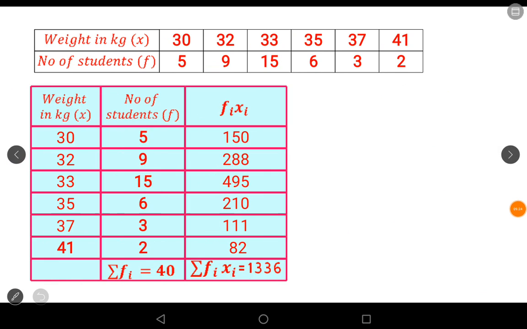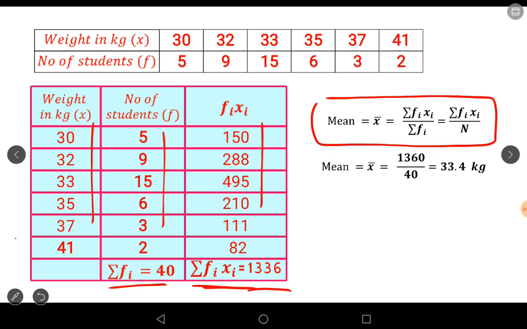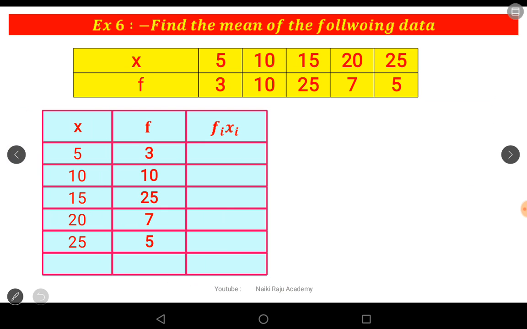Okay, observe the screen, write in the notebook. First column, second column, third column, we write in place value order. Sum sigma fi xi is equal to 1336, sigma fi is equal to 40. Next, on the right side, mean equal to the formula sigma fi xi by sigma fi, sometimes sigma fi xi by small n or sometimes capital N. Substitute the values, cancel, and mean equals 33.4 kgs of the student. Okay, next question.